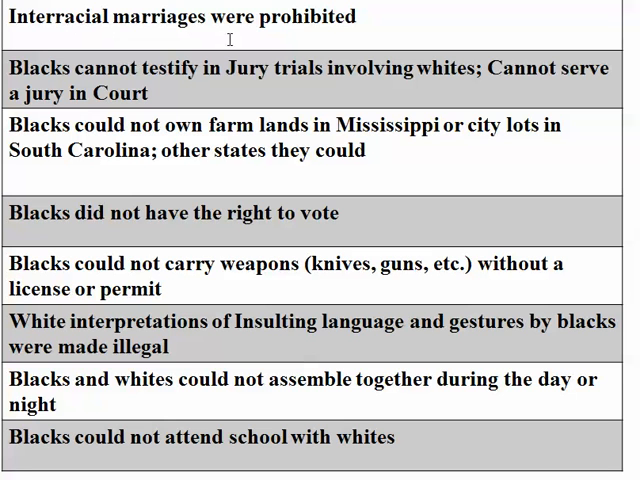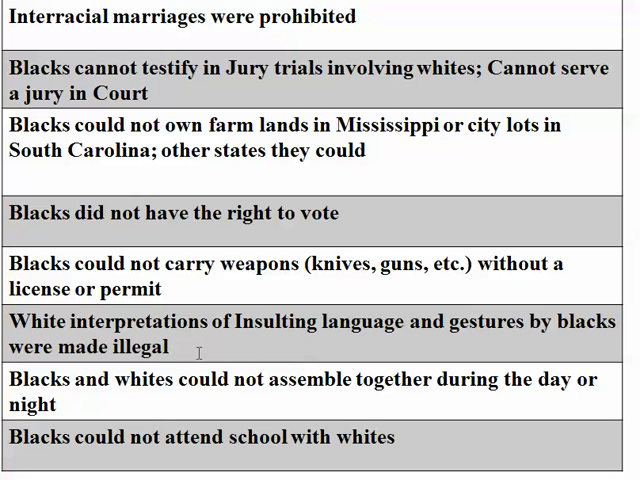One of them is that interracial marriages were prohibited between whites and blacks. And then another one was that blacks could not testify in jury trials involving whites. They could not serve on a jury in a court whatsoever. Okay, so they were restricted from doing that. Blacks could not own farmlands in Mississippi, and in South Carolina they couldn't own city lots. And there were rules where they couldn't be in town after midnight. And then in other states they could own some land, and then blacks did not have the right to vote, and they couldn't carry weapons like knives or guns without license or permits.